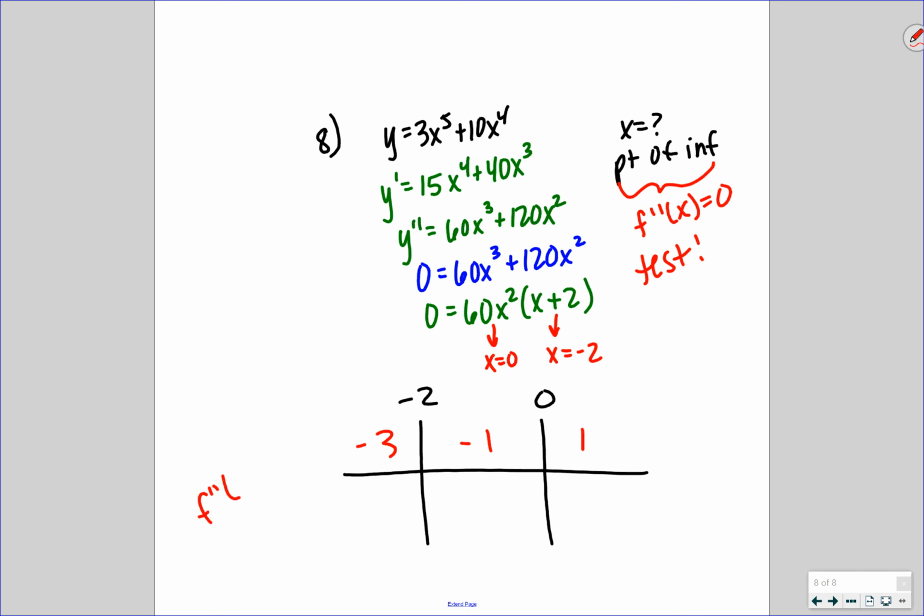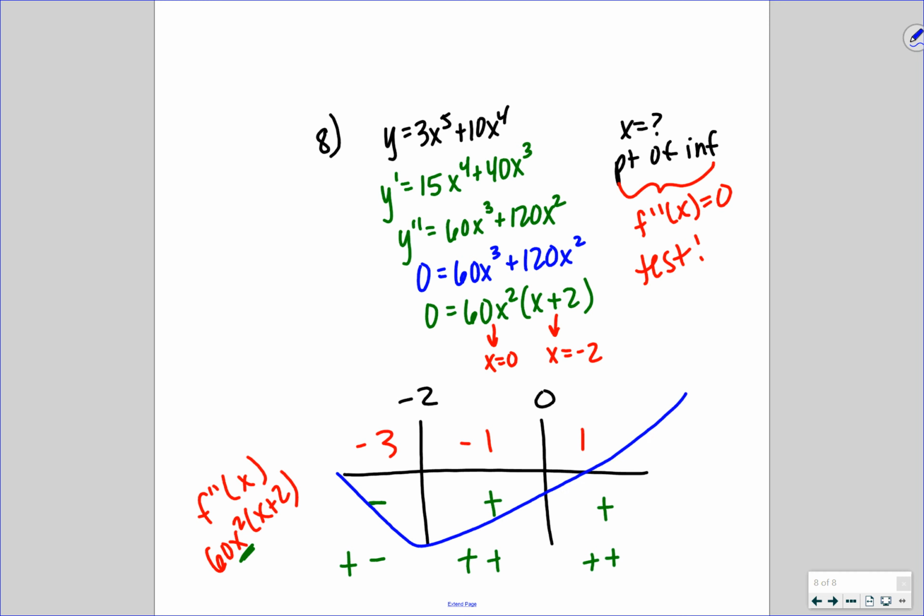Plug them into my second derivative. It was 60x squared times x plus 2. So if I plug into x squared, no matter what, it's a positive. And then -3 plus 2 is a negative. This is a minus. 60x squared, positive no matter what. -1 plus 2, positive, positive. 60x squared, positive no matter what. 1 plus 2, positive. I want to know point of inflection, so I need to change. This is down, this is up, that's still up. No change at 0, only at -2. That would be B.